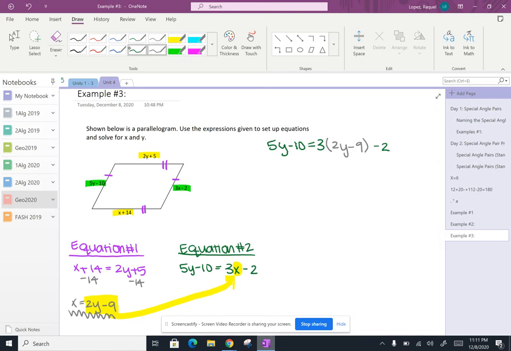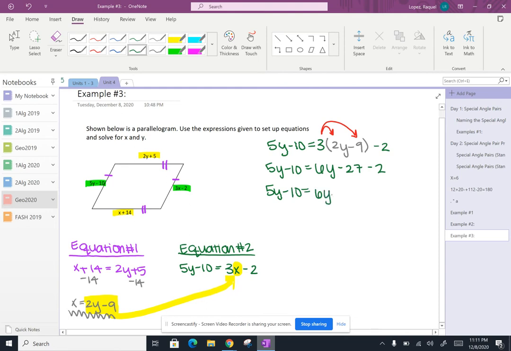Okay, now that I've substituted correctly, I can go ahead and distribute that 3 and start solving for y. So I get 5y minus 10 equals 3 times 2y, that's 6y, and then 3 times negative 9, that's negative 27, and bring down that negative 2. Okay, let's simplify everything on the right. So I have 5y minus 10 equals 6y. Negative 27 minus 2 is going to give us negative 29.